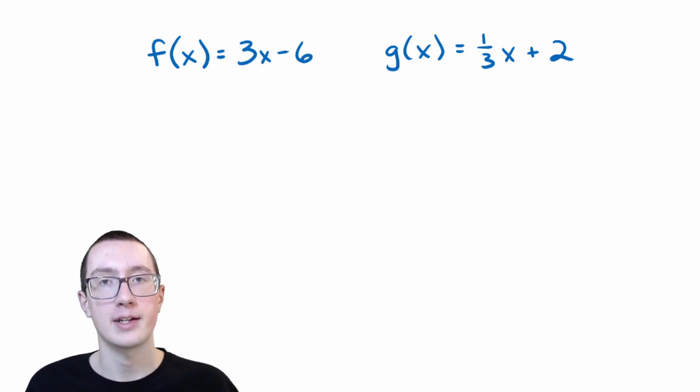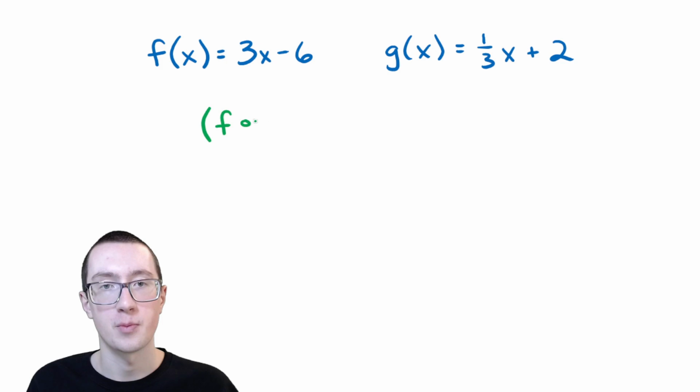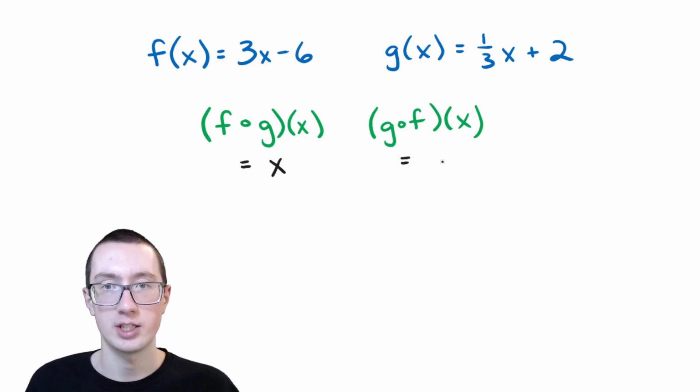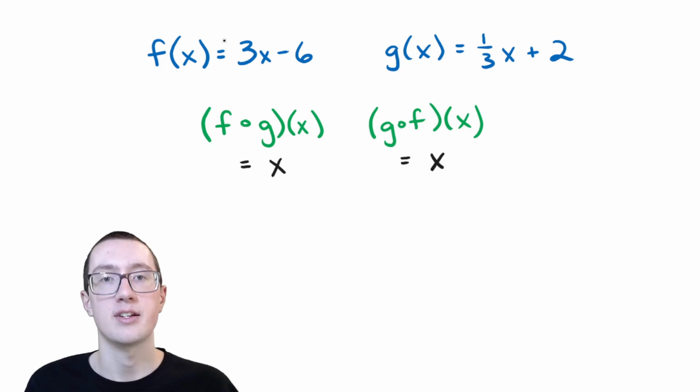To find out if f of x and g of x are inverses, we need to find the composite functions. So we need to find f composite g of x, and we also need to find g composite f of x. Basically, f composite g means that we're putting g inside of f and the other way around. So if we do both of these and both of them are equal to x, like just x, then we can safely say that these are inverses. But if even one of these does not equal x, then these are not inverses.